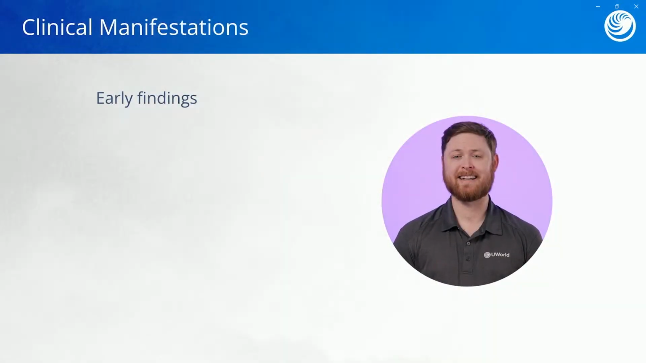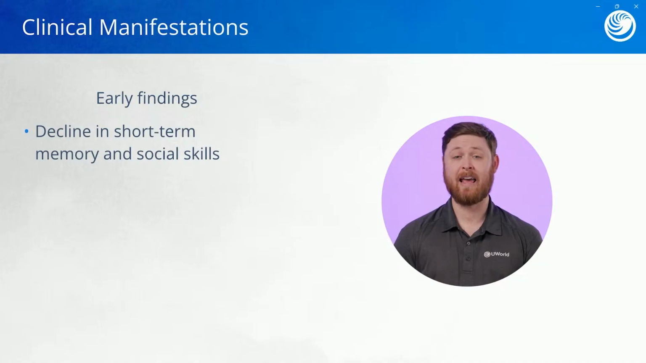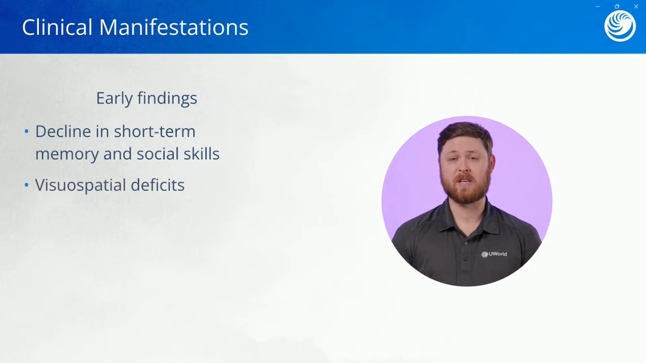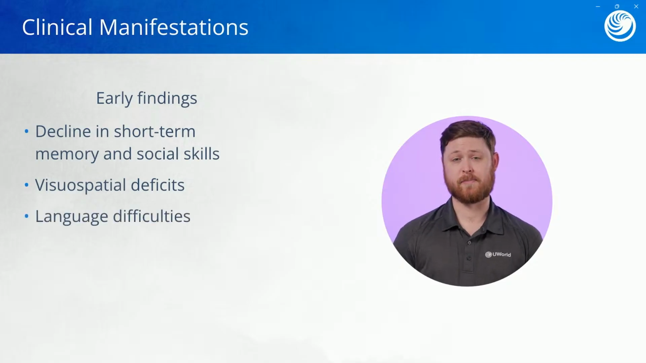Early findings include a decline in short-term memory and social skills. So oftentimes you may be talking to this client about what they were eating for breakfast, and they may not be able to recall what they had. Clients may have visuospatial deficits. An example of this is if the client were to go to someplace familiar like the grocery store, and on their way home they realize that they have become lost. Language difficulties may occur, meaning that the client may forget words or have trouble remembering them.